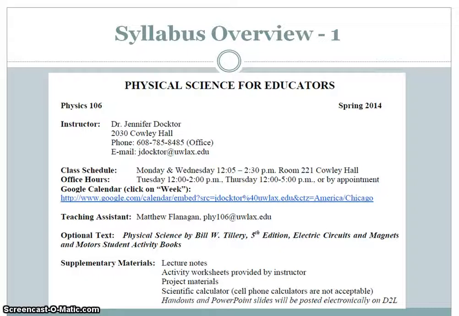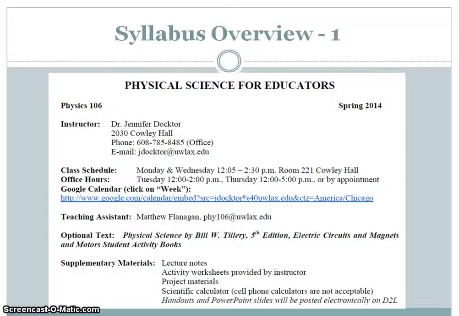So if you take a look at the syllabus, which is posted to D2L, and I'll hand out at the first day of class, the top part includes my contact information and office hours. And they'll mostly be Tuesday and Thursday afternoons. I also do office hours by appointment, so if those times don't work with your schedule, send me an email. We'll find another time to meet. I've also included a link to my Google Calendar so you can check my availability that way as well.